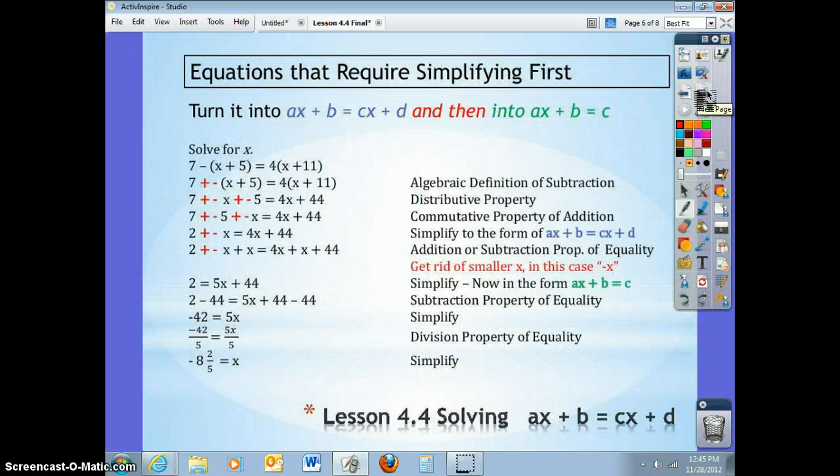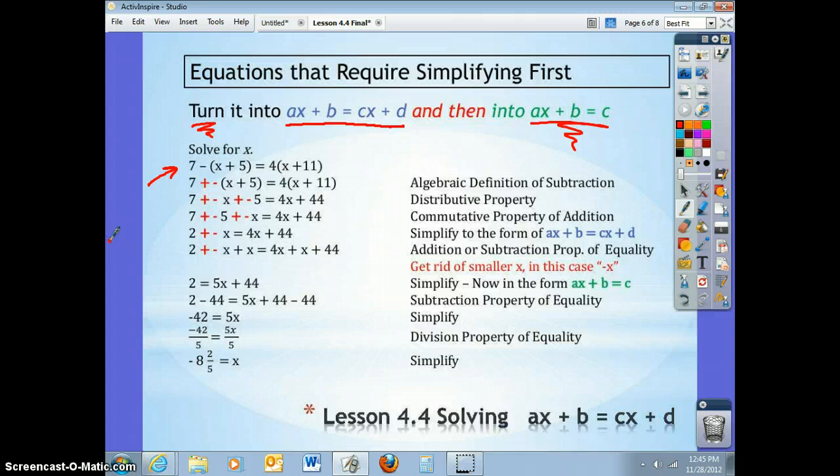Okay, now let's look at one that requires the distributive property, because they're not always in the perfect form of ax plus b equals cx plus d. Sometimes you have to turn it into that form and then turn it into ax plus b equals c. So we're going to solve for x, but we have an equation that's got the distributive property in it.